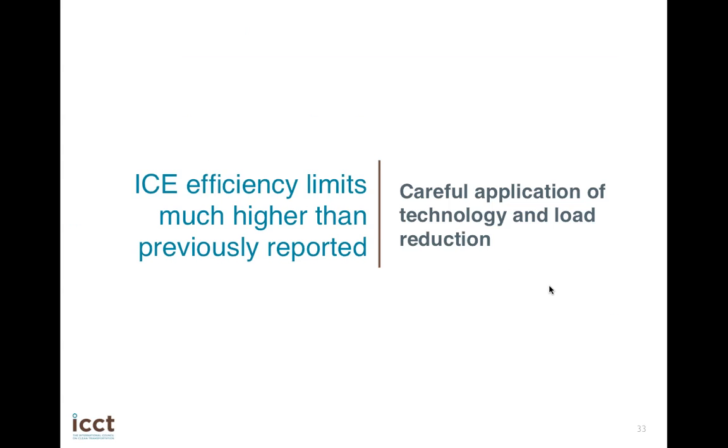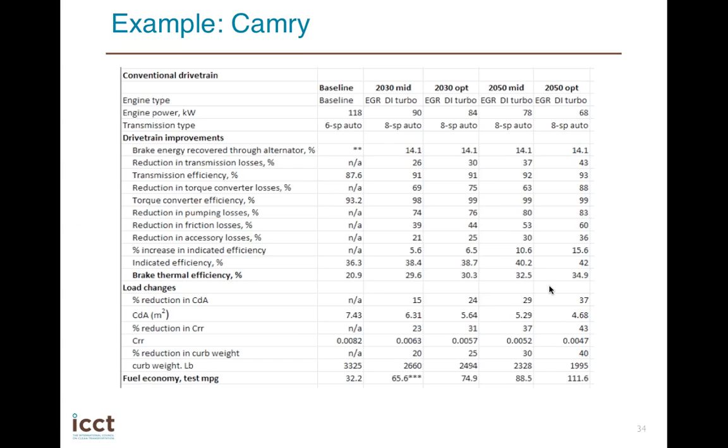Okay, now I'm going to talk about the results of this. And this is the table I showed before for the Camry, except that now I've expanded it to include the load changes on the bottom. So percent reduction in coefficient of drag here, tire rolling resistance here, weight here. So now when you put all these things together, these are the fuel economies that you come up with.